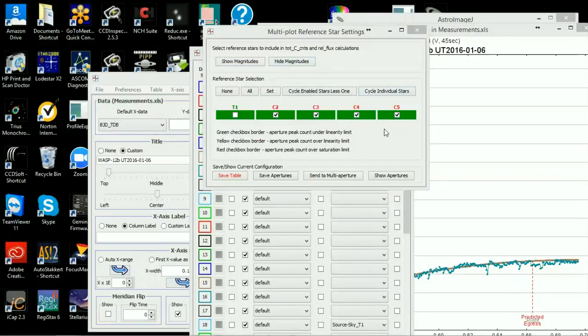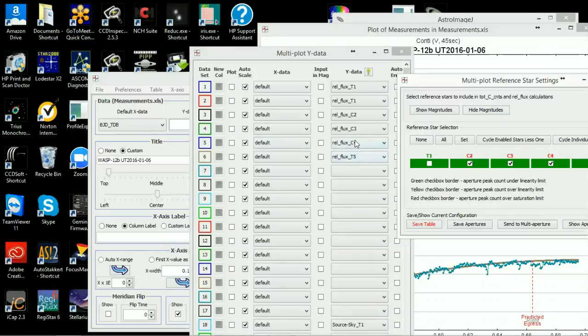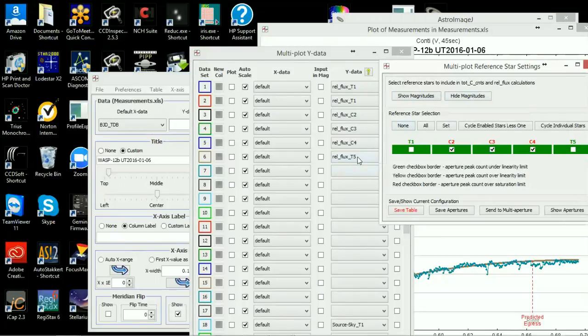So for example, as you recall, when we were plotting comp star C5, we did see it had a lot of scatter to it. So let's go ahead and deselect comp star 5, and let's then also take it out of any of the future plotting, so we won't be checking it. And furthermore, you see that under the multi-plot Y data screen, the value for this item has changed from relative flux C5 to T5, namely AstroImageJ has taken it out of the set of comp stars, and in fact the value for comp star C5 is no longer used in computing the relative flux of T1.